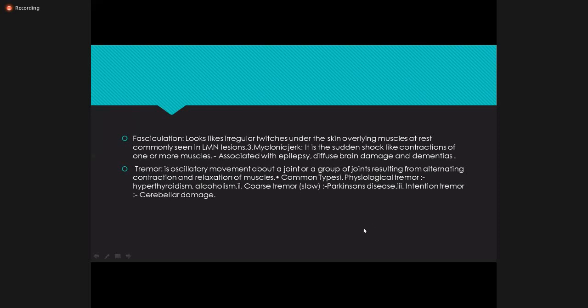Okay, now fasciculations. I have told you that on inspection you will look for fasciculations or any other movements, which can be tremor, chorea, dystonia, slowness of movement and so on. Fasciculations are irregular twitching which you can find happening over the skin of the muscles at rest. You do not need to bring the muscles into action to see them, and these are usually found in lower motor neuron diseases.